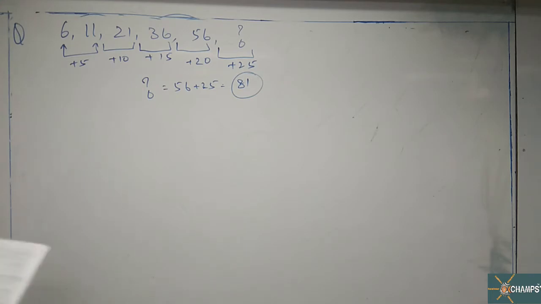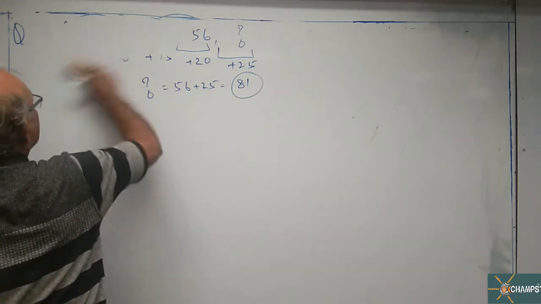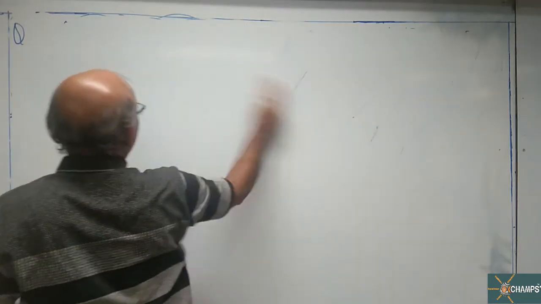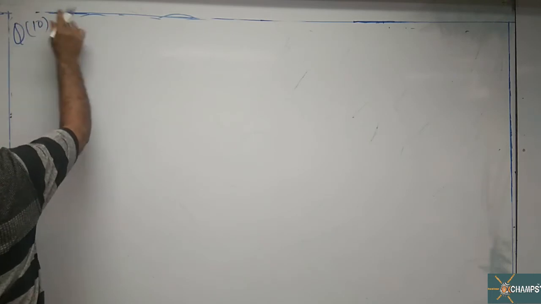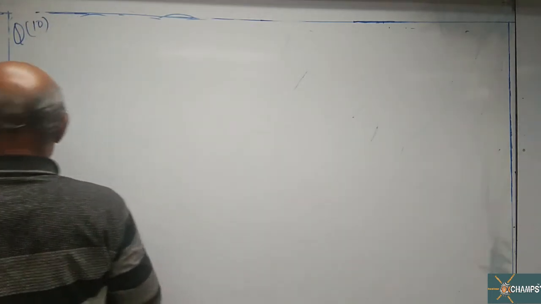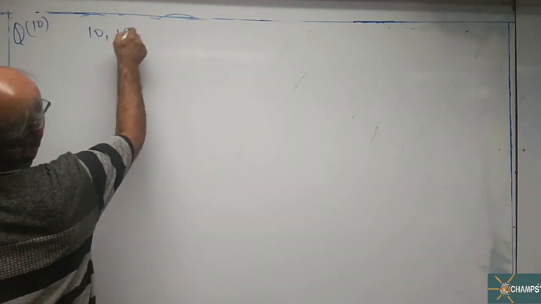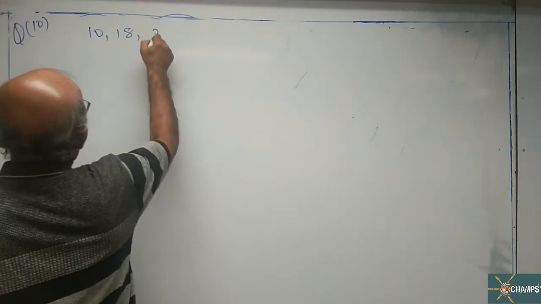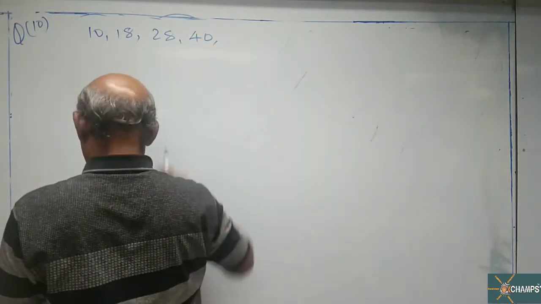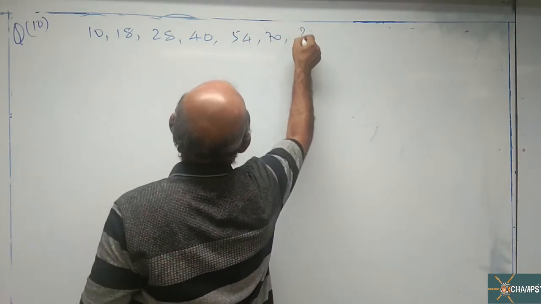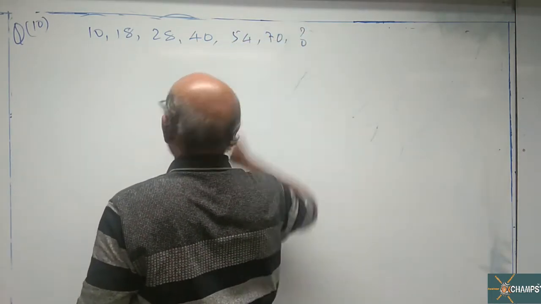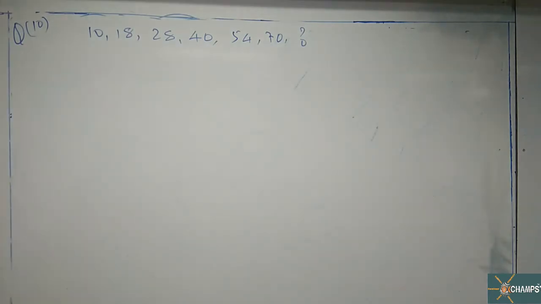Let's see the next question, sir. Question number 10. 10, 18, 28, 40, 54, 70, question mark.